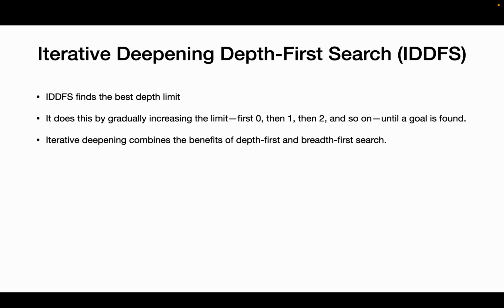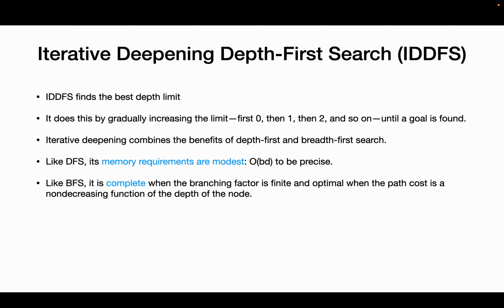So basically, iterative deepening combines the benefits of both breadth first search and depth first search. Like DFS, it has modest memory requirements, which is order of BD, and like BFS, it is complete when the branching factor is finite, and optimal when the path cost is a non-decreasing function of the depth of the node. So it is achieving what a BFS algorithm has achieved, which is completeness and optimality, whereas it also has the advantage of DFS, which is the requirement of less memory.